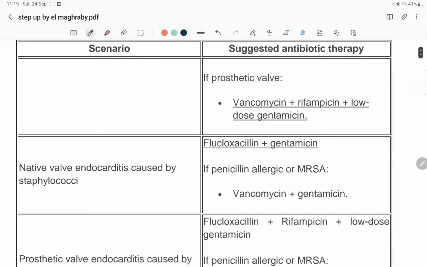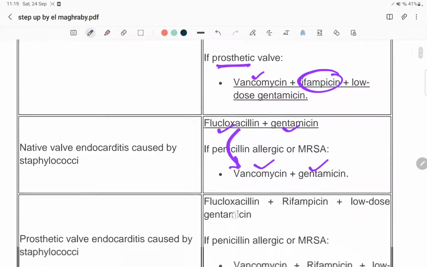If prosthetic valve, vancomycin, rifampicin, low dose gentamicin. Prosthetic valve is vancomycin plus rifampicin. Native valve endocarditis caused by staphylococci: flucloxacillin and gentamicin. If penicillin allergic, in place of flucloxacillin they are giving vancomycin with gentamicin.